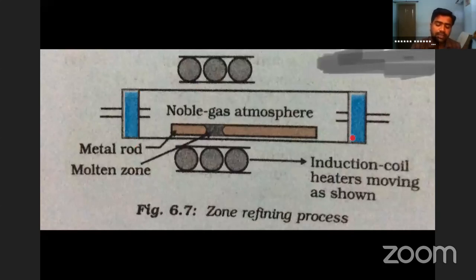Here, what we showed in green color and blue color, this is what we call it. So impurity will come and settle here. The principle is that impurity has a greater solubility in a liquid state than in a solid state of a metal. Impurity has a greater solubility.